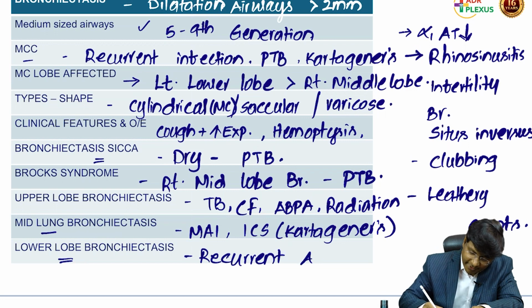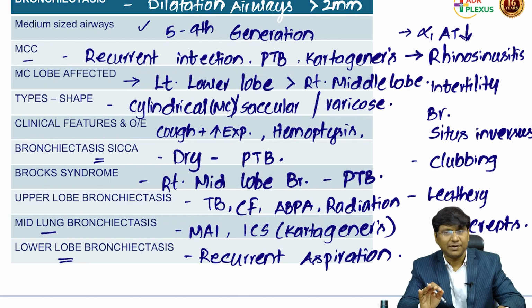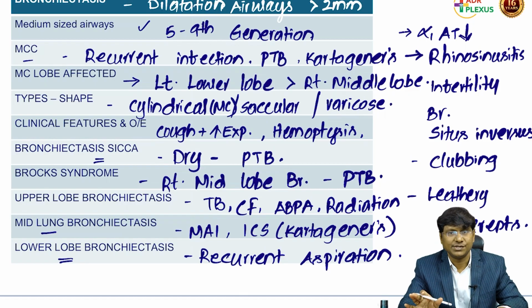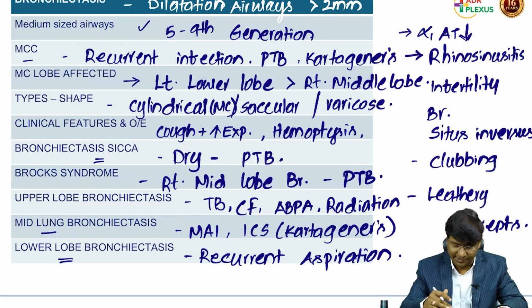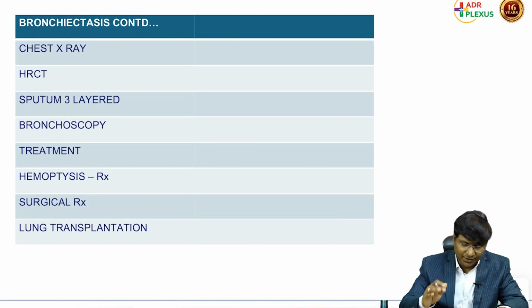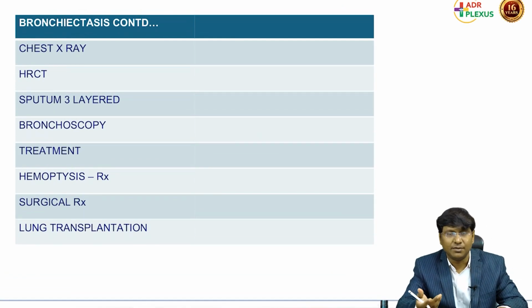Right, chronic recurrent aspiration. So these are the conditions where you will have the lower lobe bronchiectasis, right? And even in recurrent immunodeficiency associated infections, you have lower lobe bronchiectasis. Then followed by that, you need to know the workup in patients with the bronchiectasis.